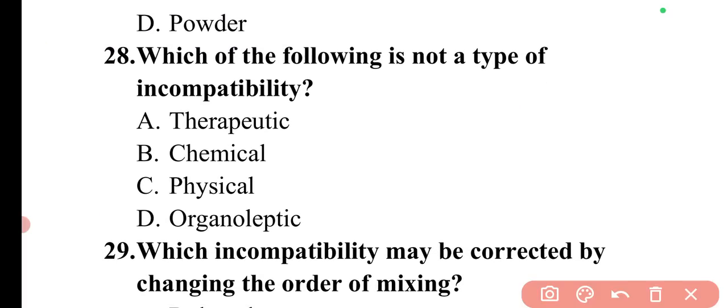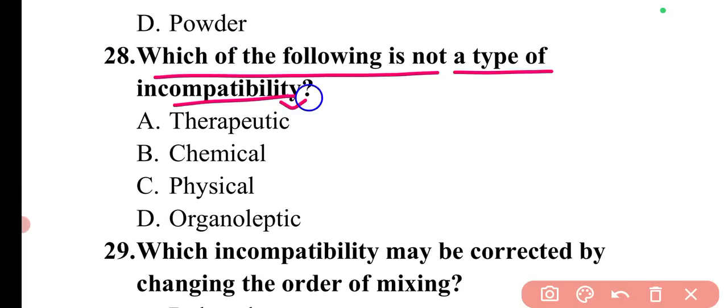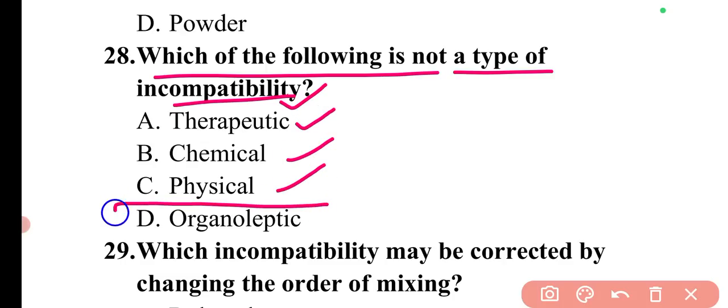The next question is, which of the following is not a type of incompatibility? So basically there are three main types of incompatibilities: therapeutic, chemical and physical. So organoleptic is not a type of incompatibility. So here option D is correct. Now we can understand what are the three main types of incompatibilities and what comes under these incompatibilities.